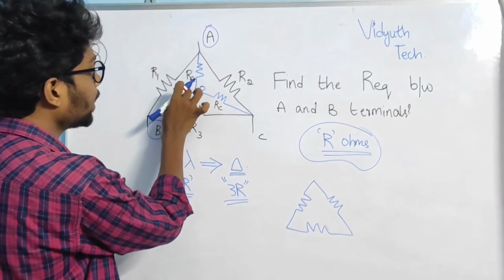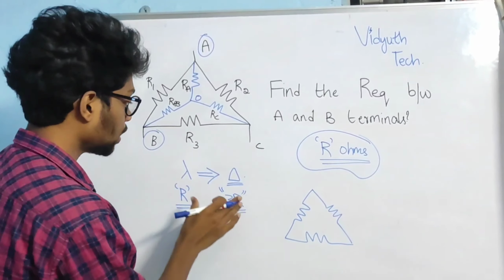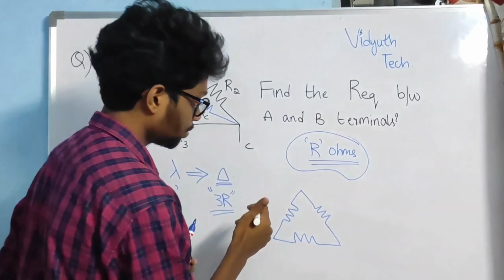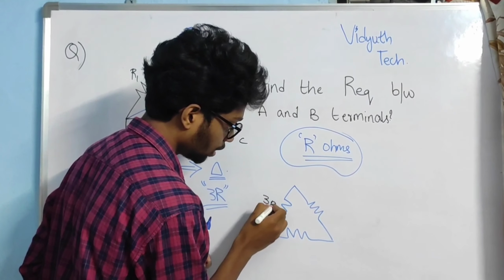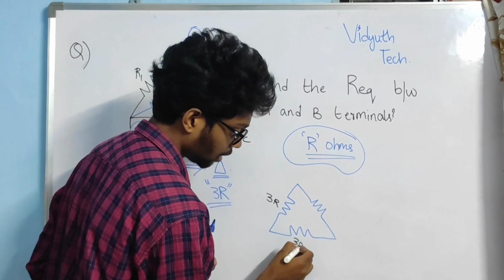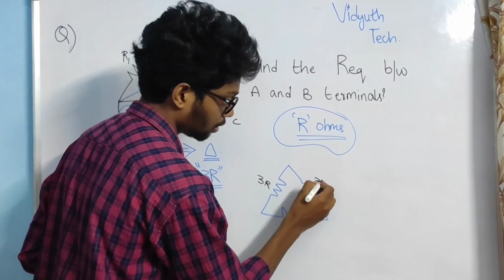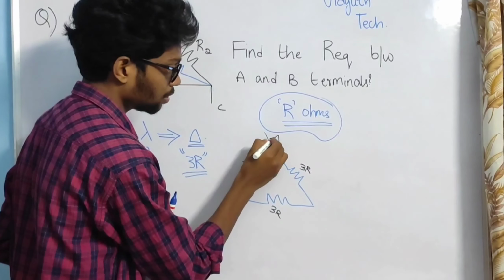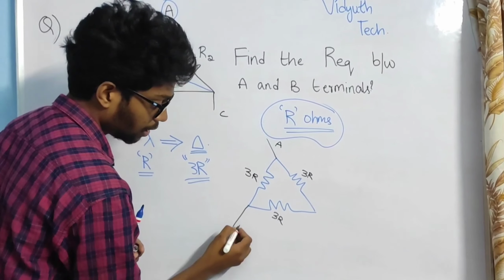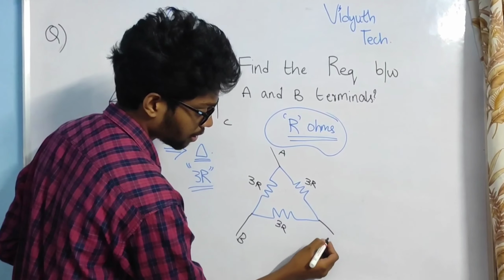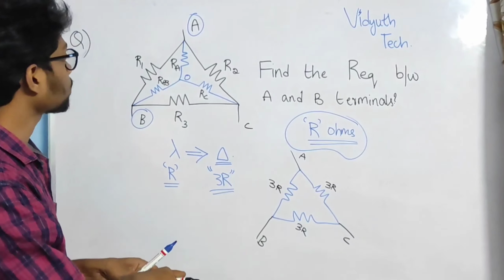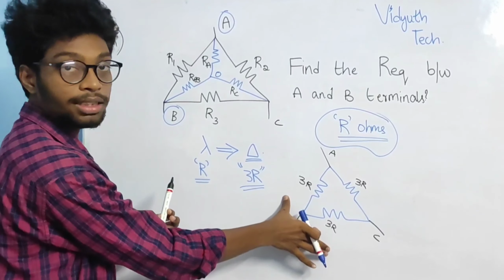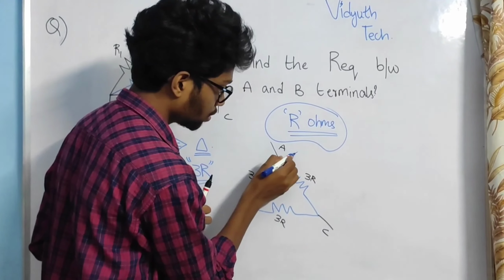I have converted RA, RB, RC into delta, which is of value 3R, 3R and 3R. Here comes this A terminal, this is the same B terminal and this is C terminal. R1, R2, R3 I am taking in this circuit.